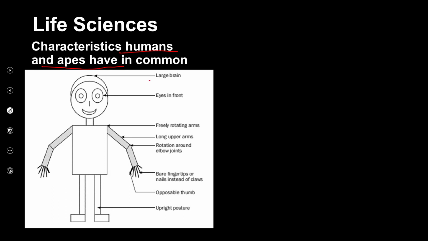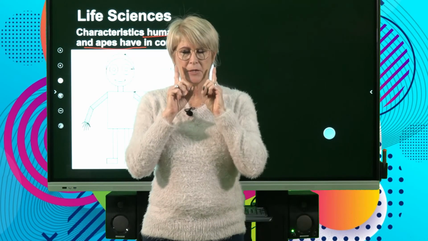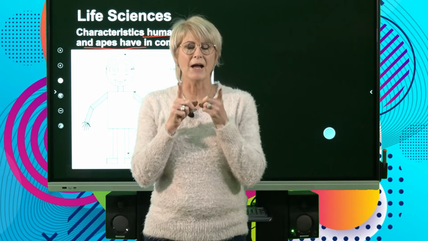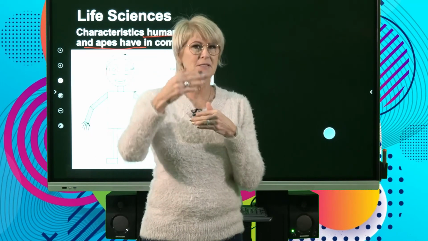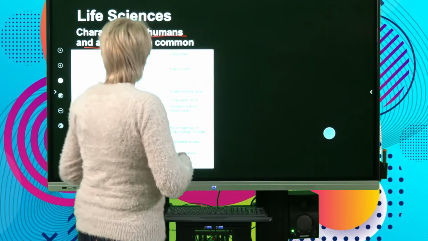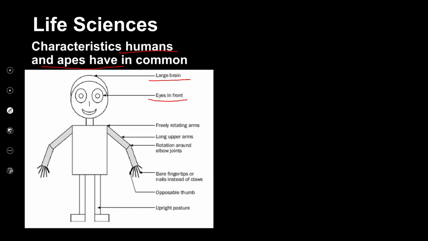And what we have is a large brain. It's much larger than other animals. So we have that in common. Then another feature that we have in common is that we have eyes in front. So in other words, our eyes face forward. And remember when we studied the eye, we learned that it gave us stereoscopic or binocular vision, which allows you to have 3D or depth perception. So you're able to perceive depth, distance, and those kind of things. So that's another characteristic that we have in common.